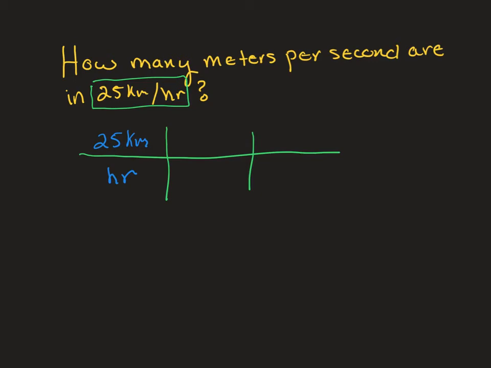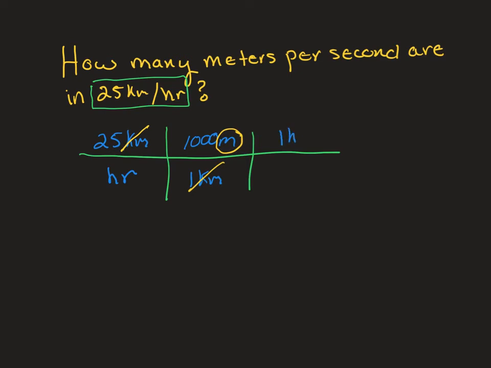I know that 1 kilometer is the same as 1,000 meters. So notice that I am putting the kilometers on the bottom for the conversion so that this divided by this cancels out, and I'm left with just units of meters. Right now I would be in meters per hour, but I want to be in meters per second. So I need to convert the hours into seconds.